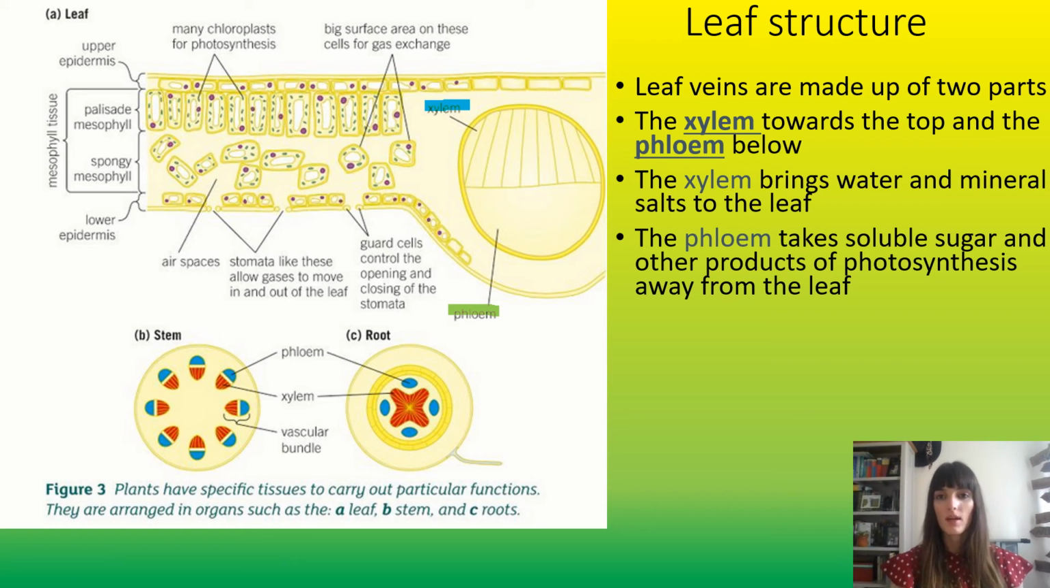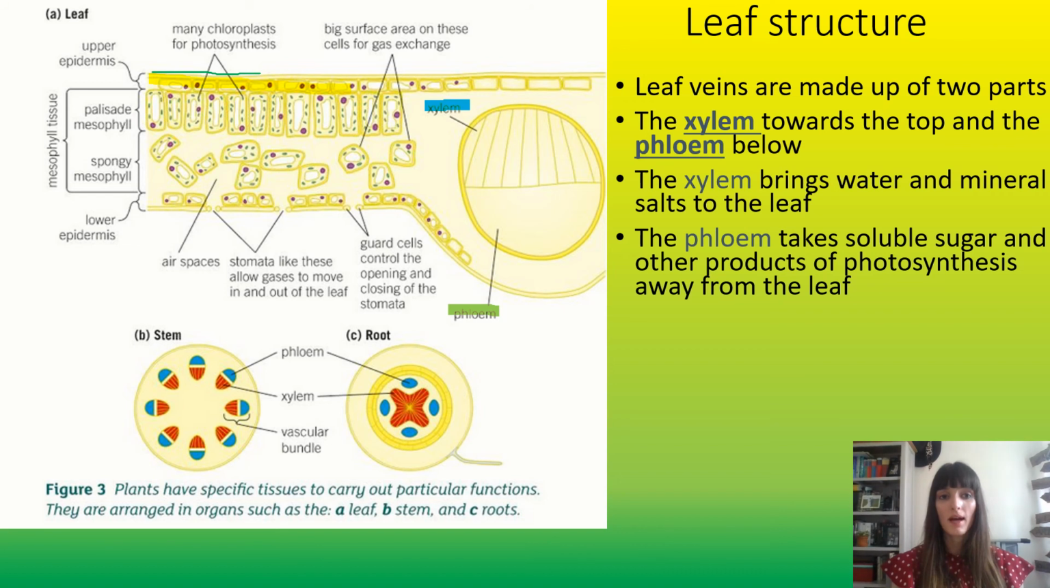So I'm going to just recap that structure of the leaf one more time with a different diagram. We have the waxy cuticle at the top. Remember that waxy cuticle prevents water loss, and it tends to be really thick in plants that are in a desert or a really hot environment. Underneath the waxy cuticle, we've got the upper epidermis, and those cells are transparent to allow light to pass through.